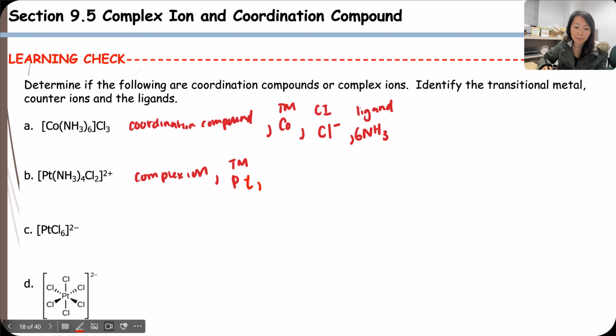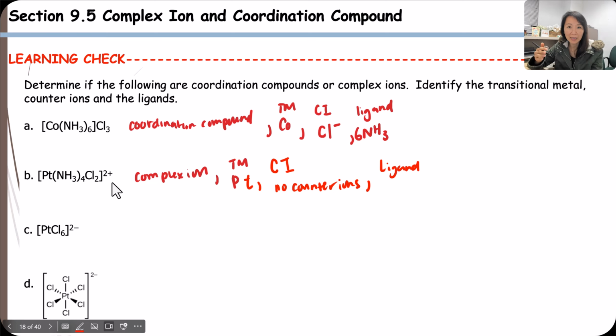That's platinum, and then we want to identify the counter ion. Well, there's nothing on the outside of the bracket, so there's no counter ion. So we'll just write no counter ions. And then it says, what are the ligands? Ligands would be things that are attached to that platinum. There's 2: NH3 and Cl. So NH3 and Cl are the ligands.